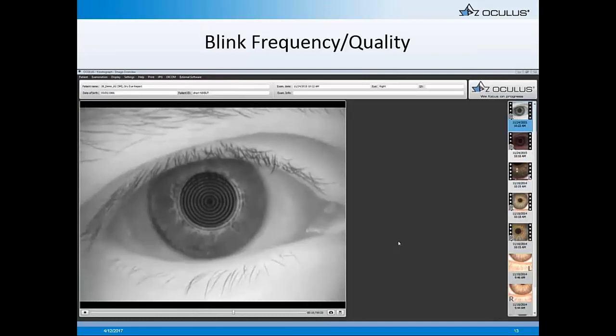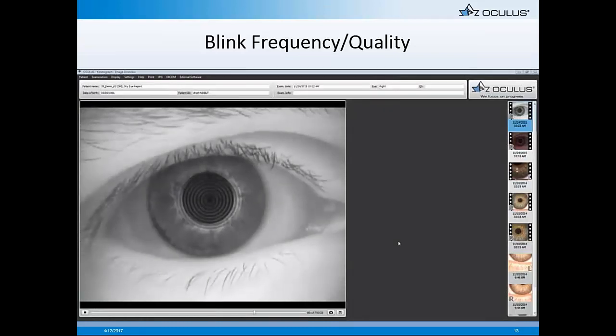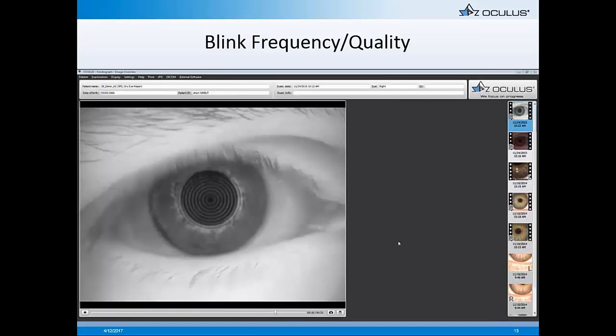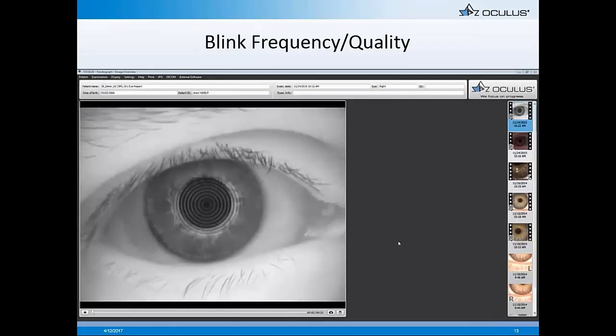So you can watch here as well, the quality of the blink is extremely important. The Keratograph can take videos, and so you can look at these videos and see what the blink frequency is, and of course the quality of the tears being spread with the blink is very important as well.